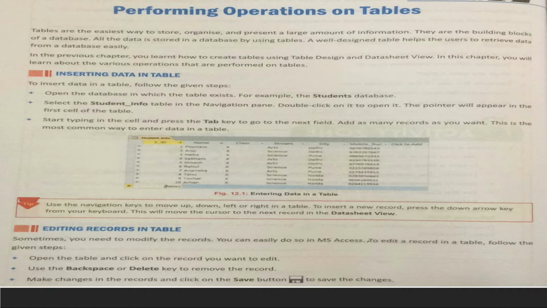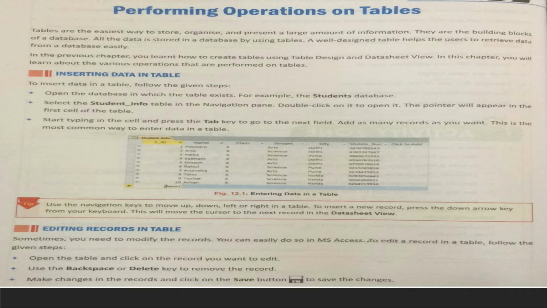And you can see a table out here. This is actually the formation of a table. These are the field names and these are the tuples or records. All right. So inserting data in a table, how is this possible? You have seen in the last video that there are two views: one is called datasheet view, another is called design view. To insert data in a table, you can follow the given steps.